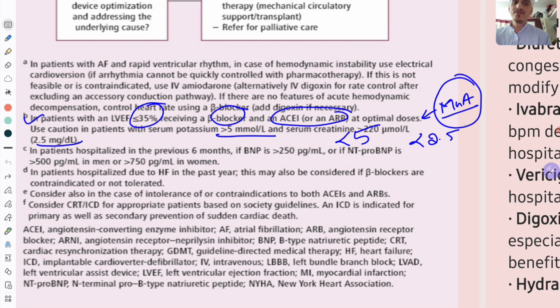One more indication for mineralocorticoid antagonist is this one. If the patient is hospitalized in the previous 6 months and if the NT-proBNP is more than 500 picogram in men or more than 750 in women, then also it is an indication for using this mineralocorticoid antagonist. So two indications: ejection fraction is less than 35%, or NT-proBNP is more than 500 or more than 750. These are the two indications of using MRA.